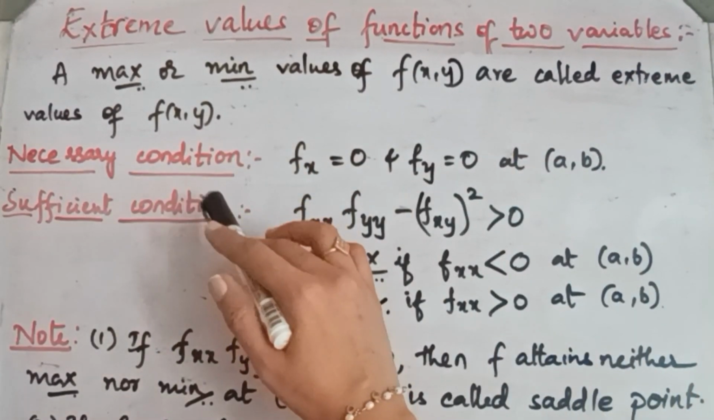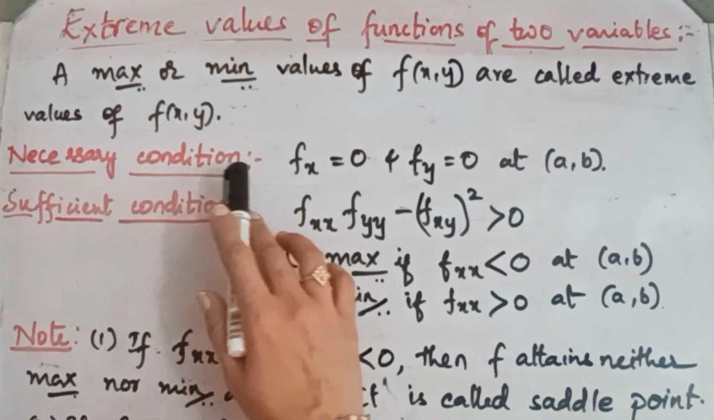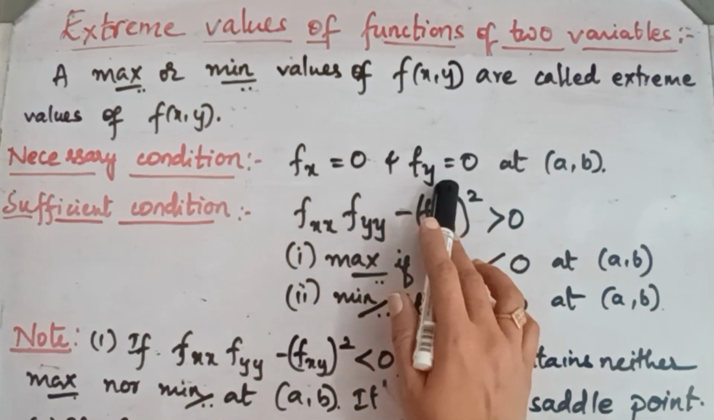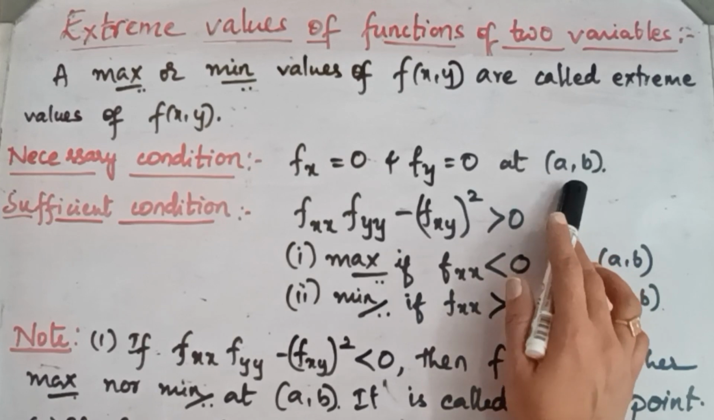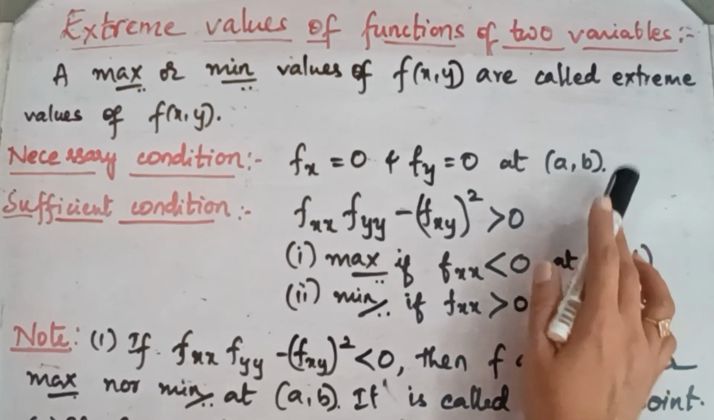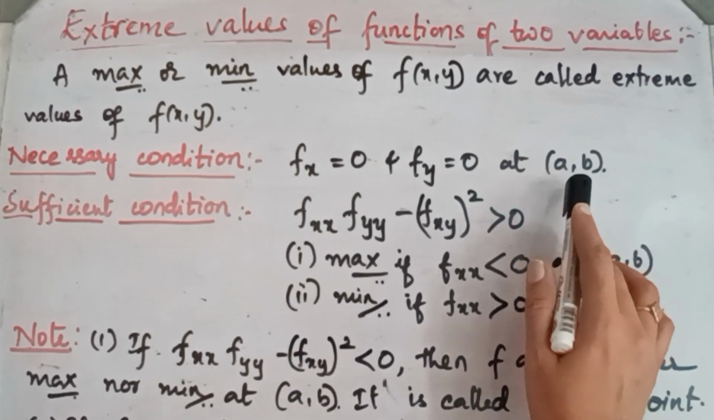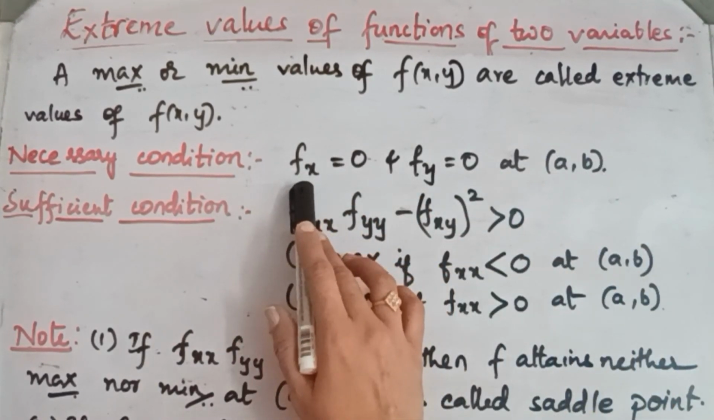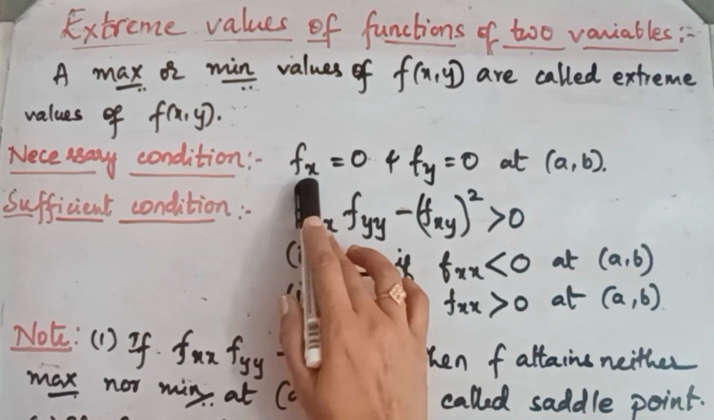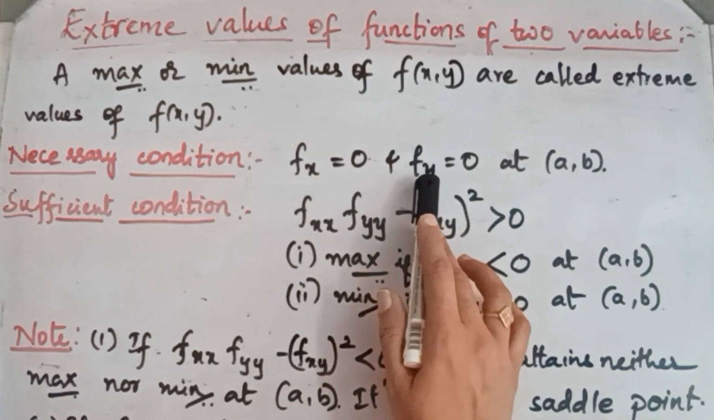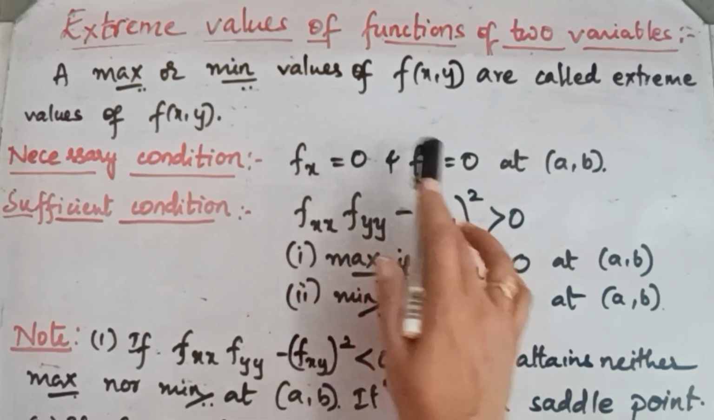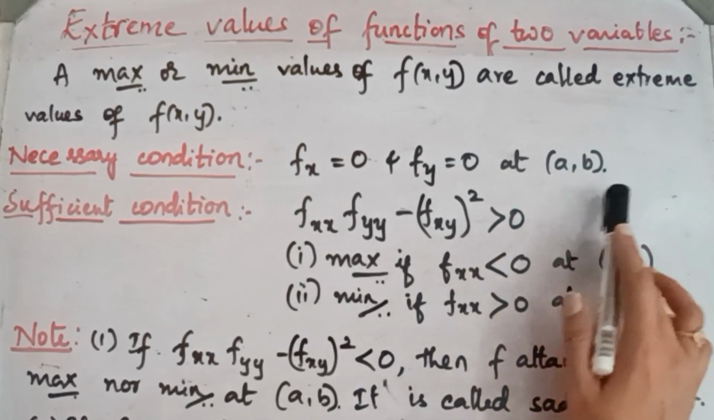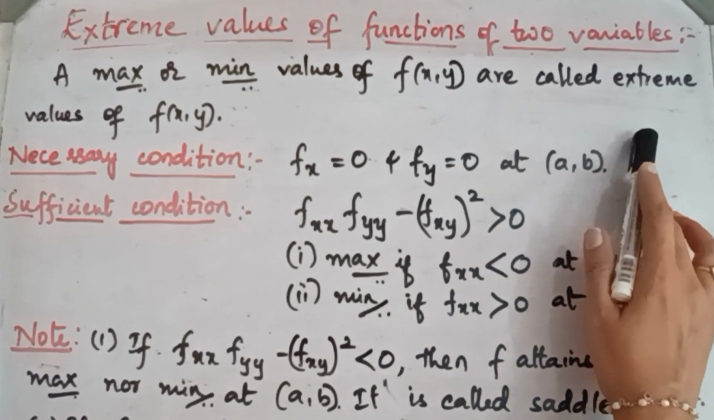Now, to have an extremum, the necessary condition is fx must be equal to 0 and fy must be equal to 0 at the given point (a, b). That means the function has an extremum at the point (a, b) if the first partial derivative of f with respect to x and the first partial derivative of f with respect to y both are equal to 0. Then this point is called a critical point of the given function f.